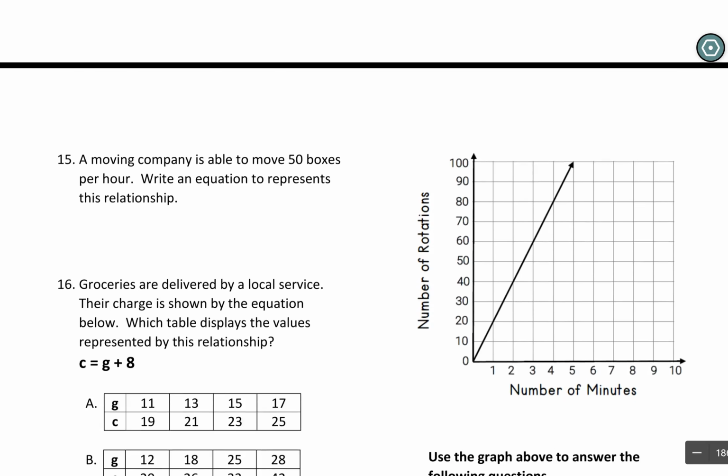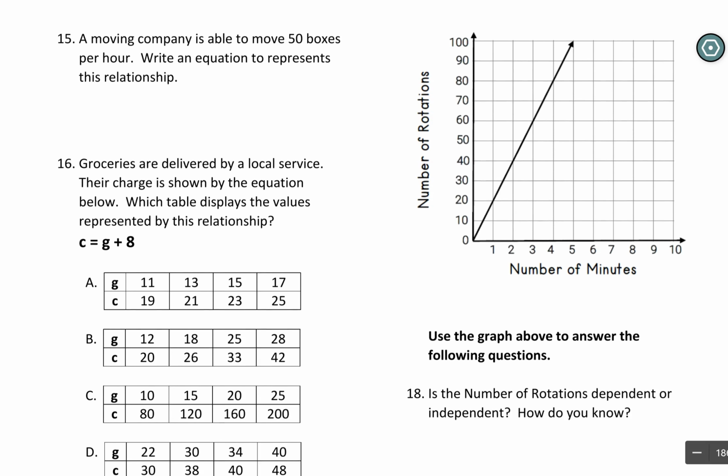Question 15. A moving company is able to move 50 boxes per hour. Write an equation to represent this relationship. And so, again, 50 boxes per hour. Some of you will recognize that that's multiplicative. Others may have to make a table of values, find out, well, in 1 hour, it's 50 boxes. 2 hours is 100. 3 hours is 150. And then look at it and say, okay, yeah, that is multiplicative. Once we've done that, we know that it's going to be y equals mx. Well, my m value is already given to us, so y equals 50x.